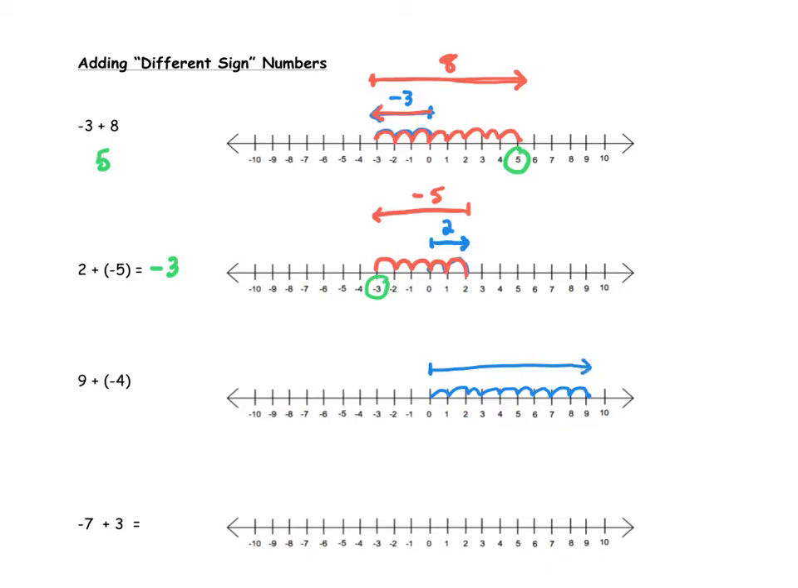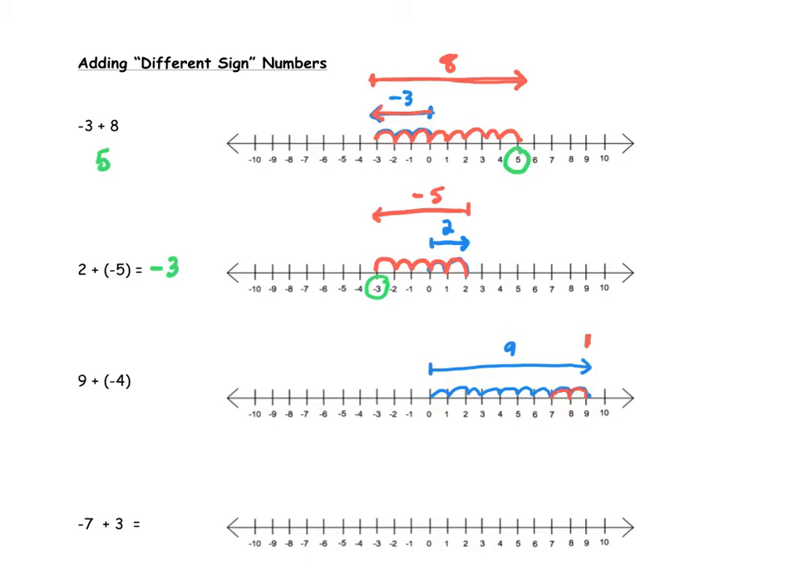And so this vector is a model of positive 9. Next number, I am going to model negative 4. But I have to do that starting where I left off. So I left off right here at 9. So I'm going to start at 9, and I have to go left because it's negative.